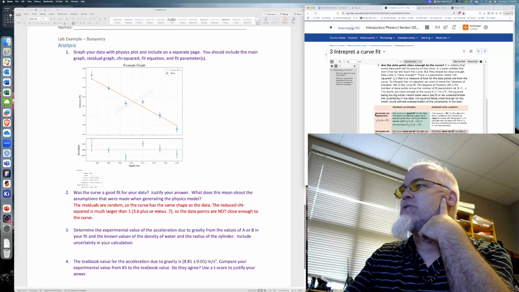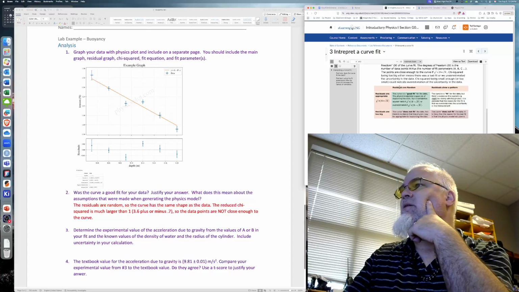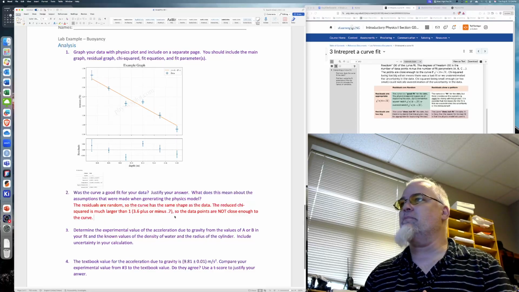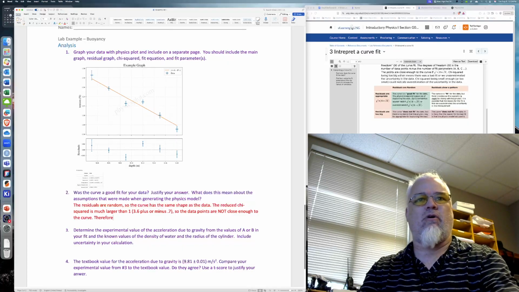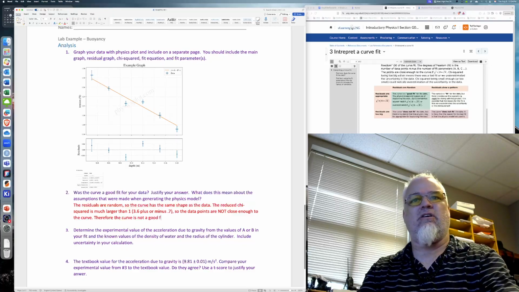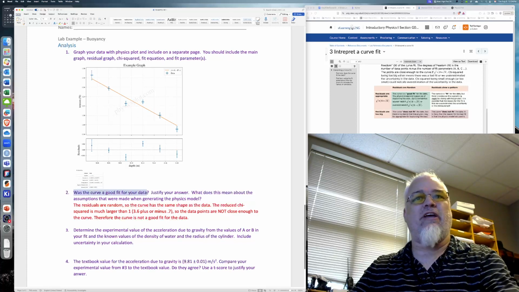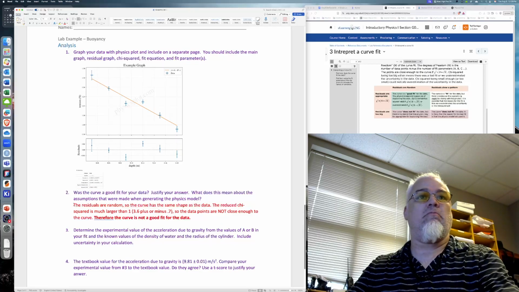So, are the residuals appropriate? In this case, the answer is no. The residuals are too big. So if the residuals are too big, but the residuals are random, then we end up in this box. Okay? So, the residuals are random, but the chi-squared is too big. So the data points are not close enough to the curve. Therefore, the curve is not a good fit for the data. Okay. Was the curve a good fit for your data? No. This is our conclusion to the first question. Was the curve a good fit for your data? Justify your answer. This is how we justified our answer.